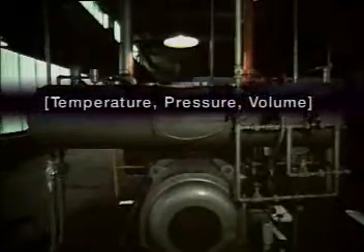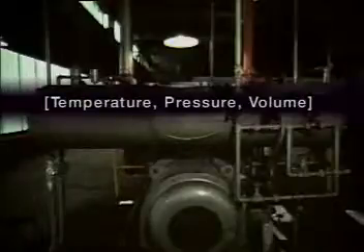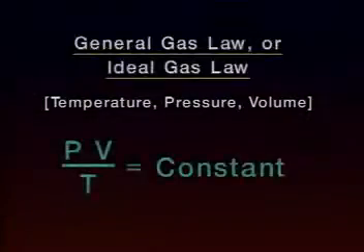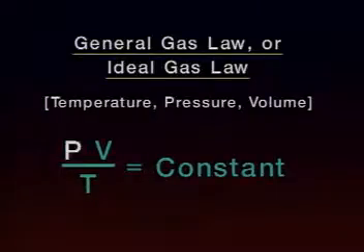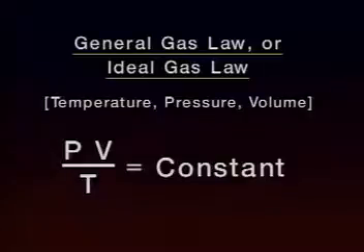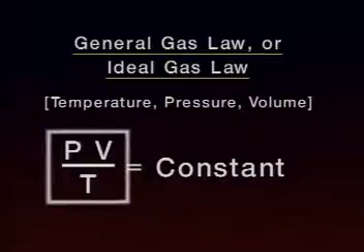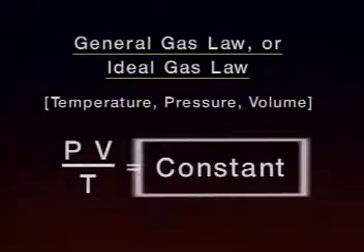One way to express the relationship between gas temperature, pressure, and volume is in a formula known as the general gas law, or ideal gas law. According to this formula, pressure times volume divided by temperature equals a constant value. This formula requires absolute units for pressure and temperature. Whenever there is a change in one of the three variables, pressure, volume, or temperature, the remaining two variables will change so that the value of the constant doesn't change.